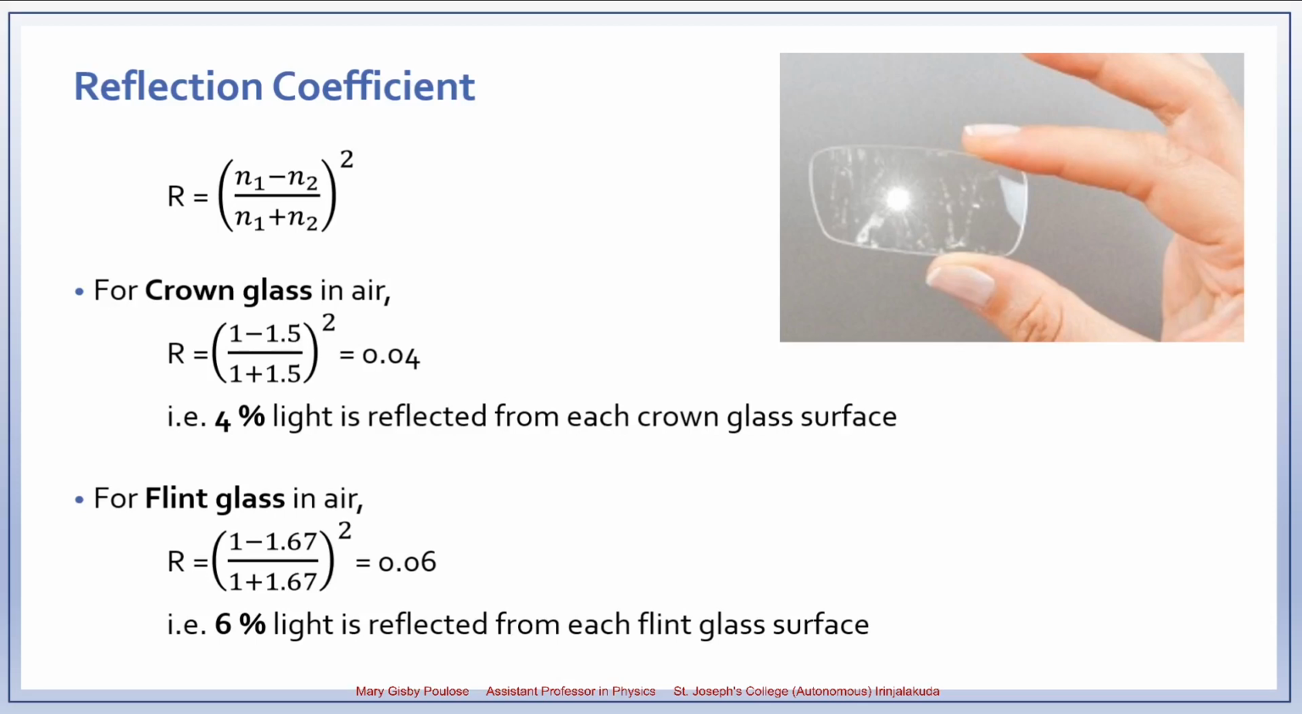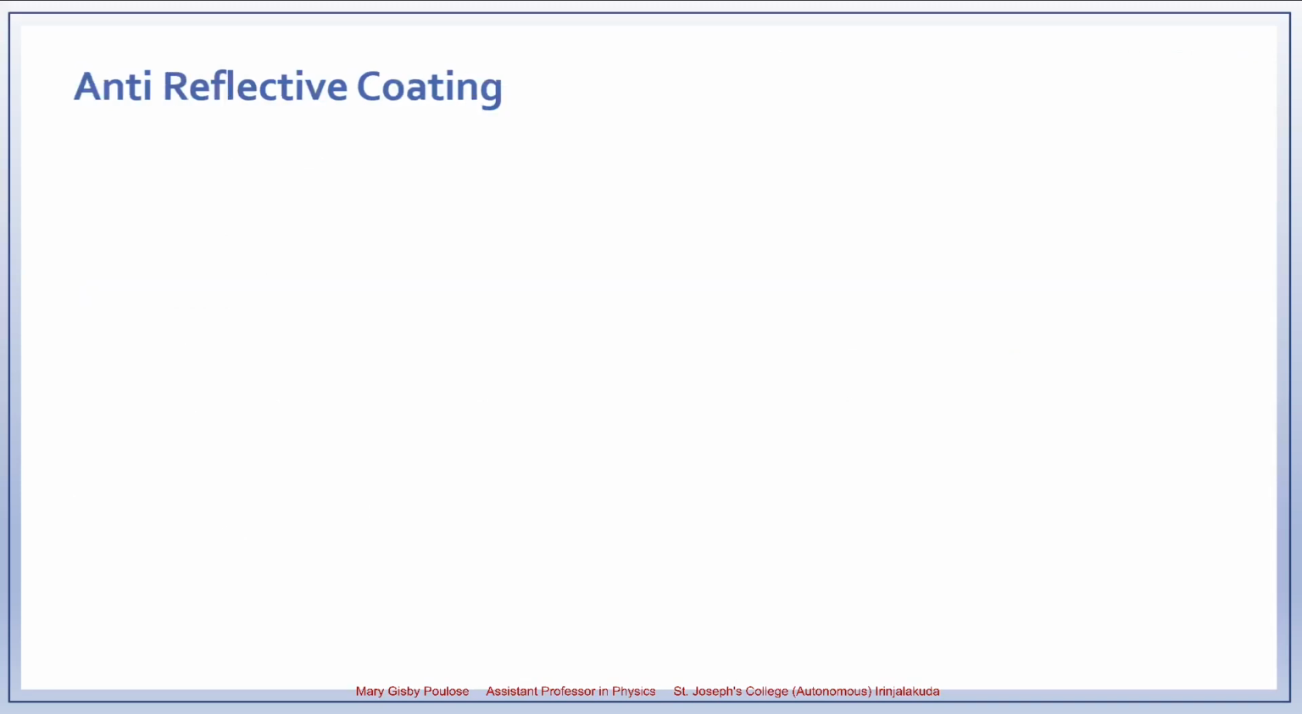So in many of the optical instruments, we don't have a single lens surface. We have multiple lens surfaces. And if we have such fractions of light reflected from each of the lens surface, then only a small fraction will get into the optical instrument and reach the detector or the sensor. There comes the usage of anti-reflective coatings.